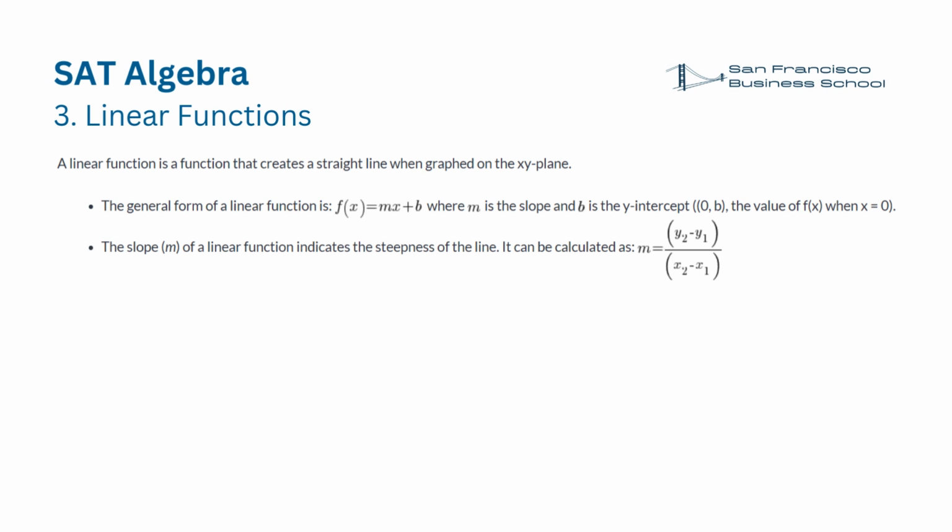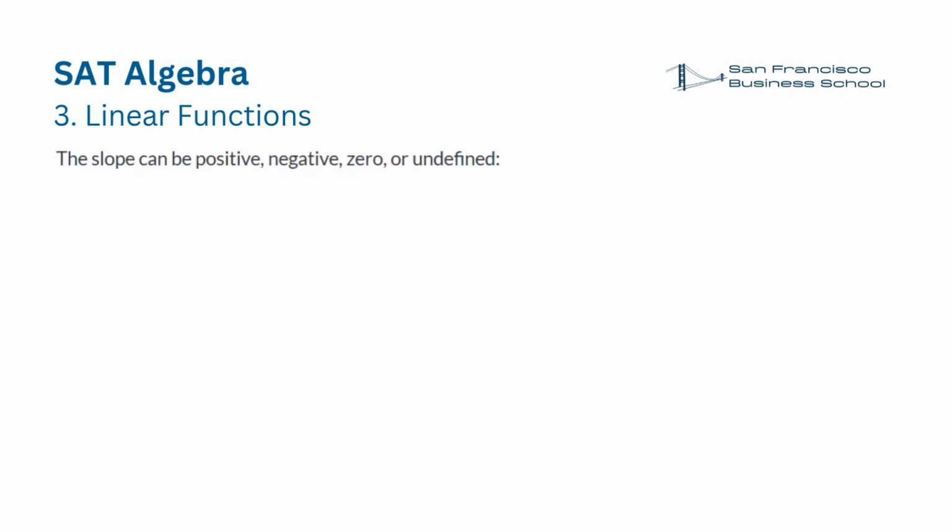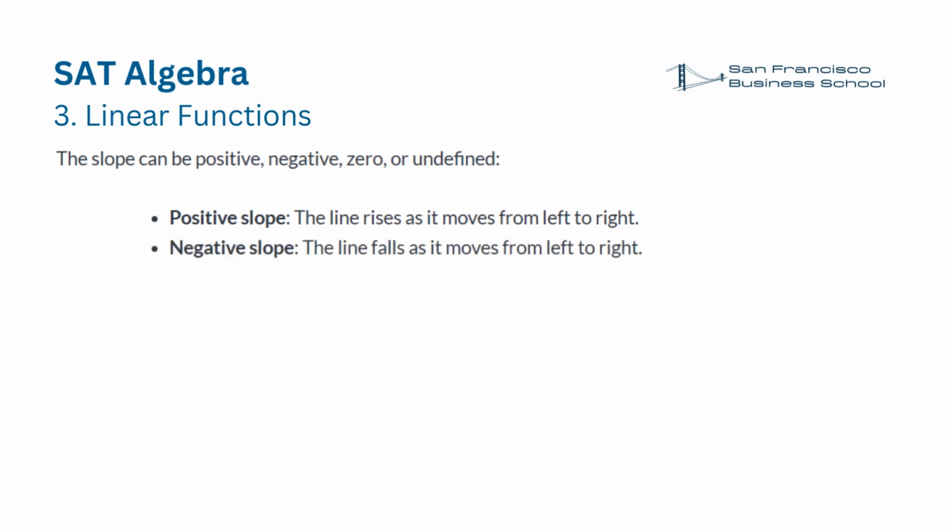It can be calculated as m equals (y2 - y1) divided by (x2 - x1). The slope can be positive, negative, 0, or undefined. Positive slope, the line rises as it moves from left to right. Negative slope, the line falls as it moves from left to right. Zero slope, the line is horizontal. Undefined slope, the line is vertical.